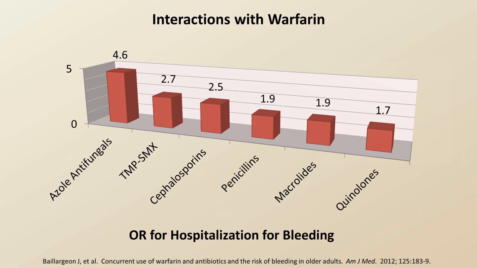For those of you not familiar with odds ratios, an odds ratio of 1 means there is no increased risk. Odds ratio greater than 1 means there is an increased risk. And so all antibiotics here were actually associated with increased risk, and all of these were statistically significant.